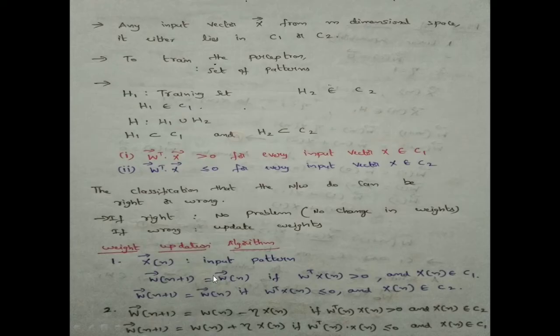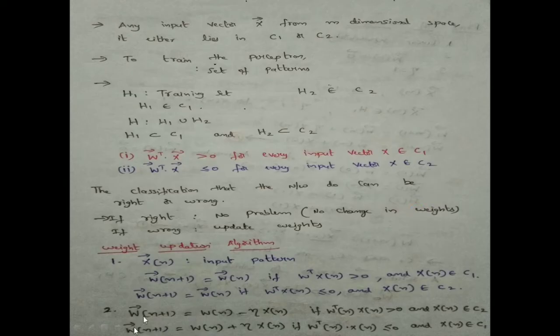And in the same way, if an input pattern X of n belongs to the class C2 and W transpose X of n is less than or equal to 0, at this moment also there is no need for change in weights. So that is the reason we have W of n plus 1, the updated weight, equal to the previous weight. So this is the correct classification. In case of correct classification, there is no need for us to update the weights.